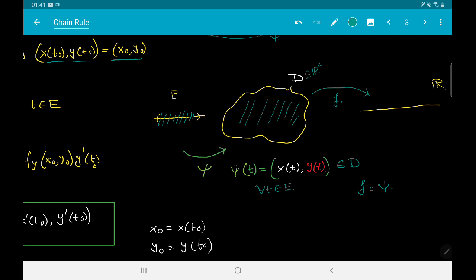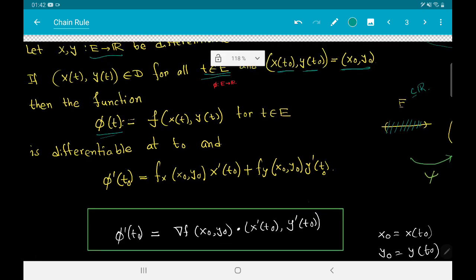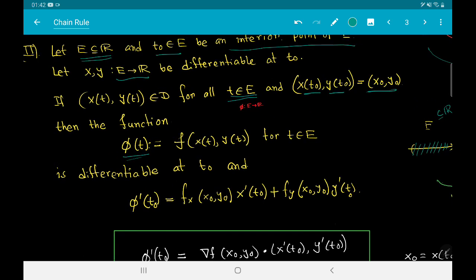And we can ask whether this composition f composite psi, which I have called phi in this context, is differentiable or not. As such, you can see that the composition of this function is a single variable function from E to R, and E is of course a subset of R. So I hope that this makes things a little bit clearer. So now let me see what we have.